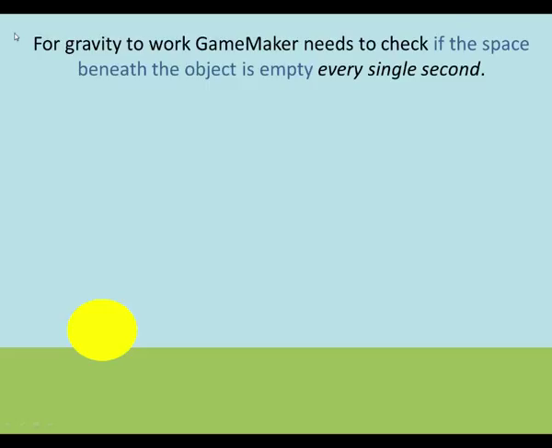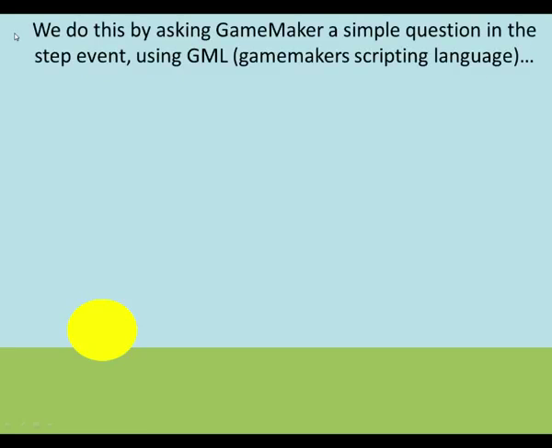Now, for gravity to work in GameMaker, we need to get GameMaker to check that the space beneath the object, that's the player, is empty every single second of the game. So this is an ongoing thing: every single second of the game we need GameMaker to double check that the space beneath it is empty, and if it is empty, for our object to fall. We do this by asking GameMaker a very simple question in the step event. Remember, the step event is something that every single second of the game it will check over and over again. And we do that using some very simple GML, that's GameMaker Language.